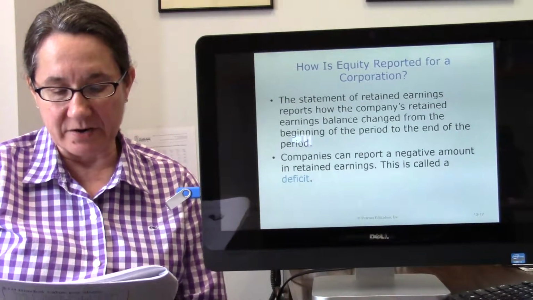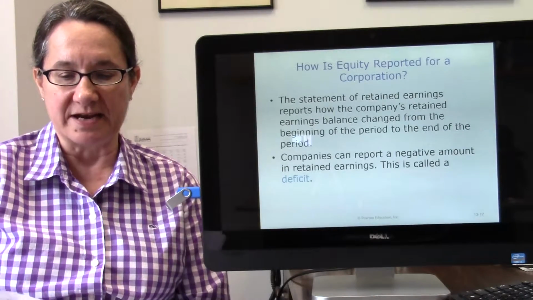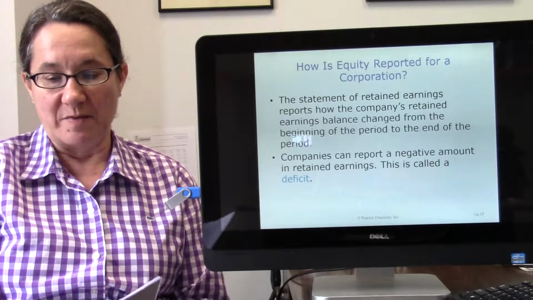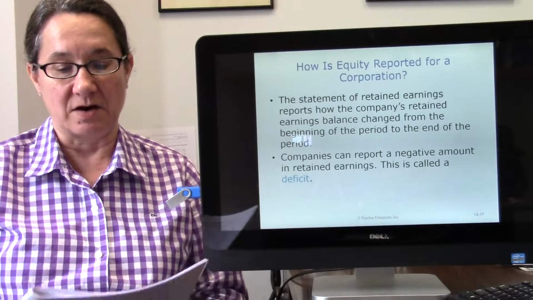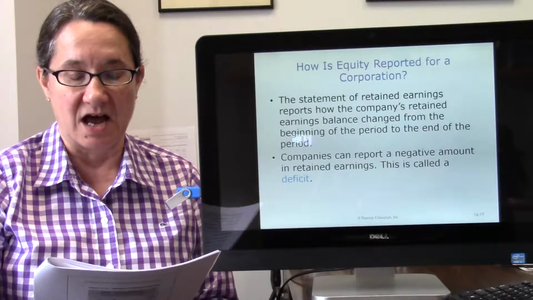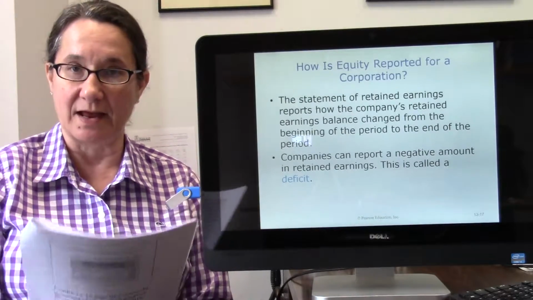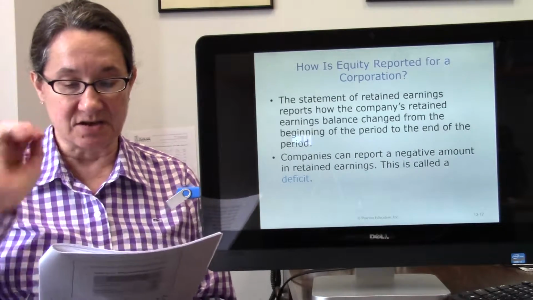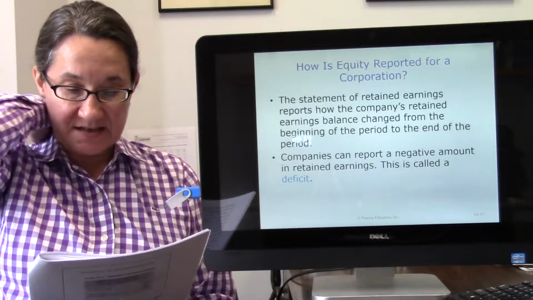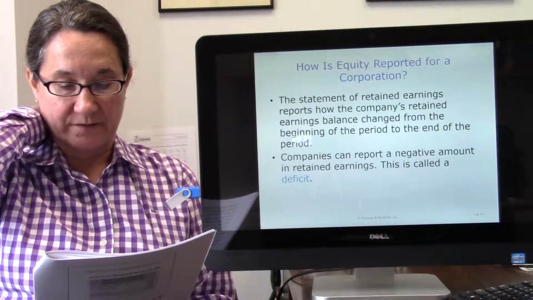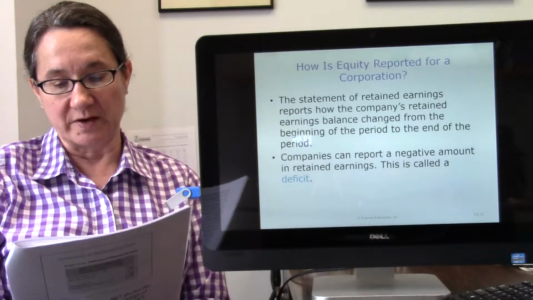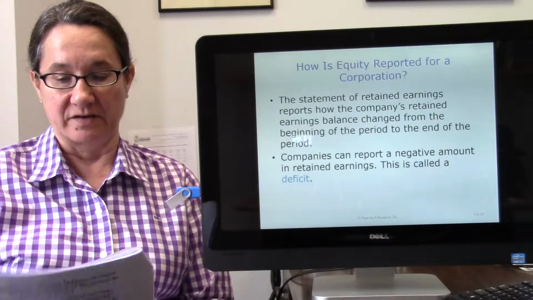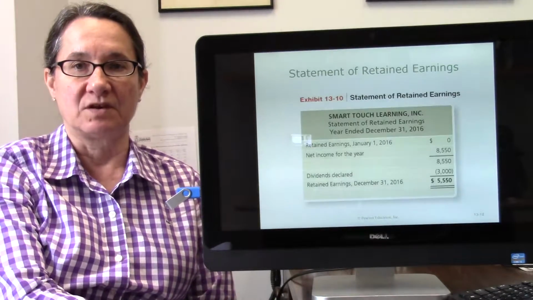The statement of retained earnings reports how the company's retained earnings balance changed from the beginning of the period to the end of the period. Remember that retained earnings is the equity earned by profitable operations that is not distributed to stockholders. So it's retained, right? Companies can report a negative amount in retained earnings. This is called a deficit. A deficit is a debit balance in the retained earnings account. A deficit occurs when a company has recurring losses or declares dividends in excess of retained earnings. So you don't see that a lot, but it could happen.